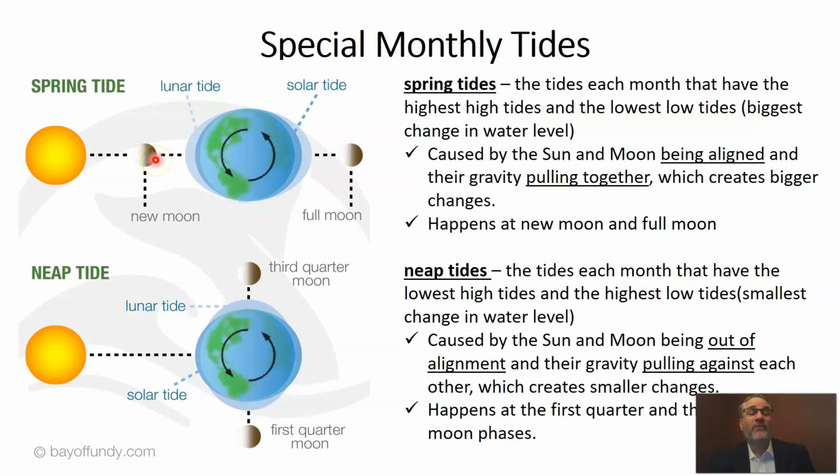So spring tides, these are the high, big water changes. Highest high tides, lowest low tides. Those are caused by perfect alignment of the sun and moon at new and full, and that's when they pull together. The neap tide, on the other hand, this is going to be when the sun and the moon don't pull together. They actually pull against each other, which creates a smaller overall change in your water level.